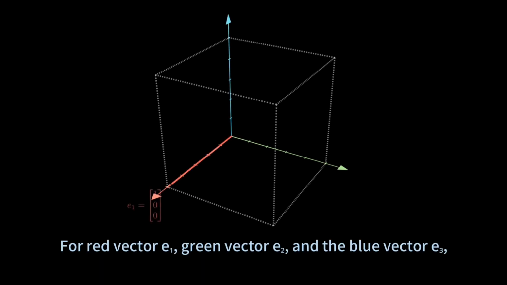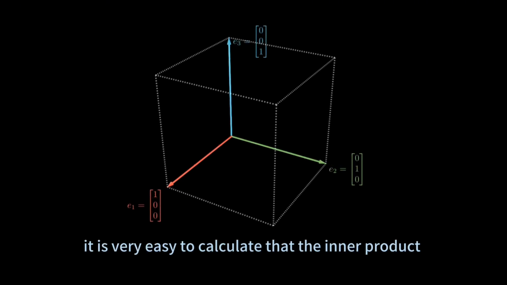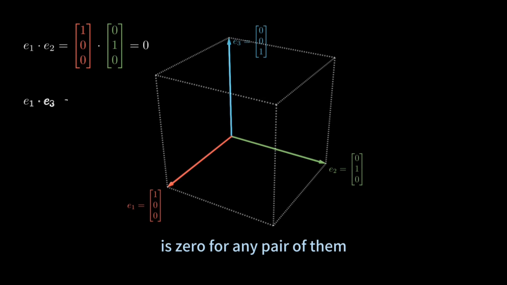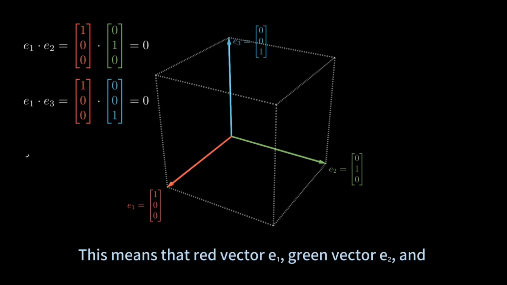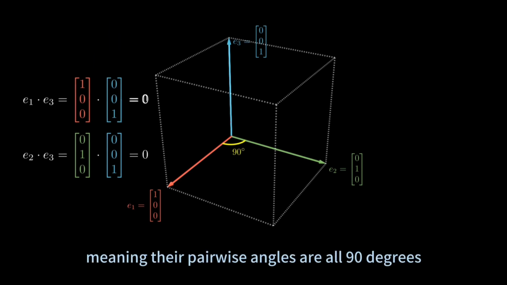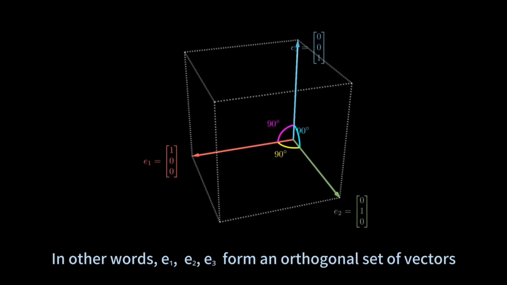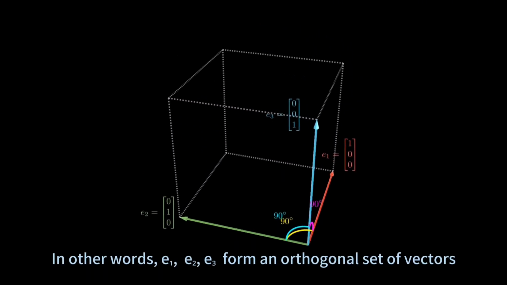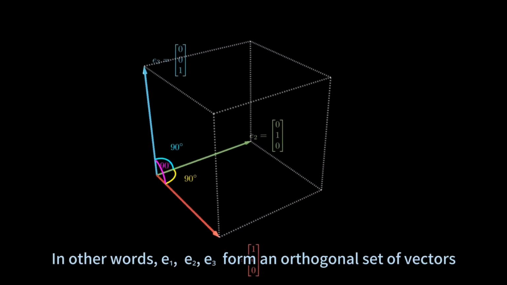Now let's explore relationships between different color vectors in the RGB color space. For red vector e1, green vector e2, and the blue vector e3, it is very easy to calculate that the inner product is 0 for any pair of them. This means that red vector e1, green vector e2, and blue vector e3 are mutually orthogonal, meaning their pairwise angles are all 90 degrees. In other words, e1, e2, e3 form an orthogonal set of vectors.